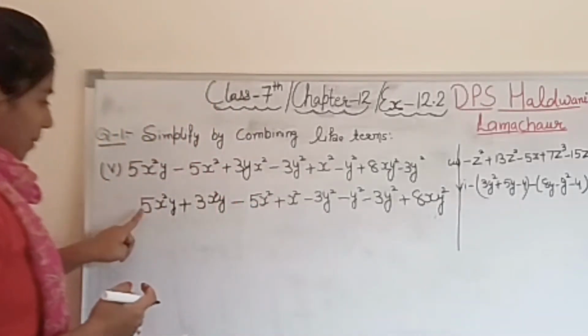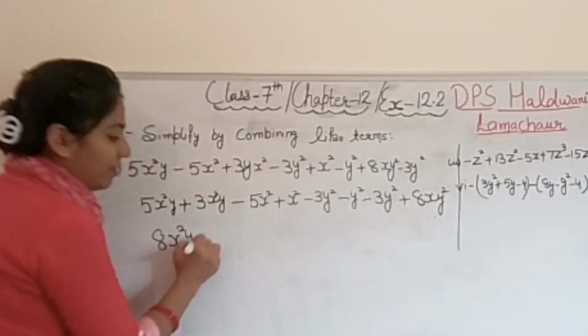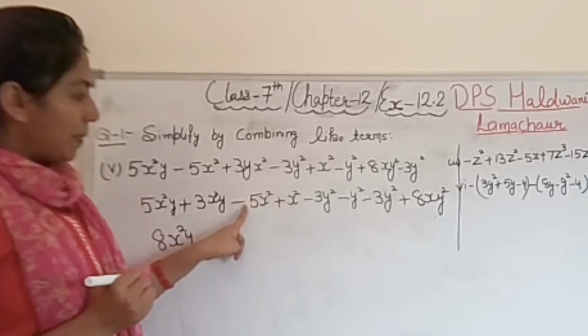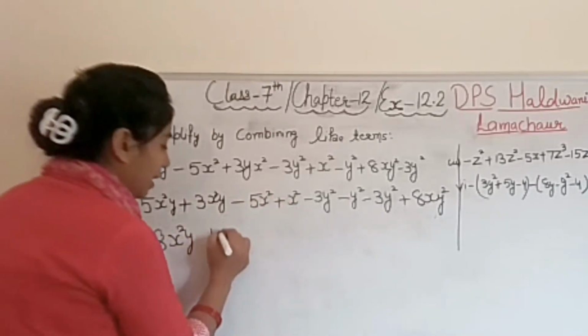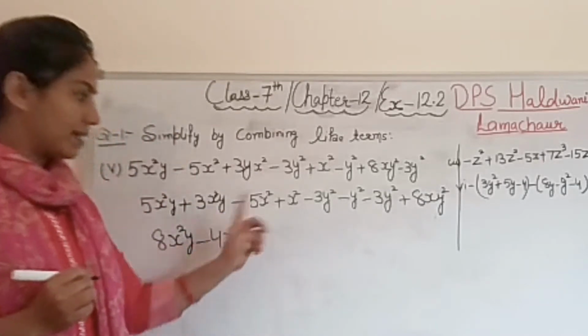Let's start. 5 plus 3, that is 8x square y. Variable will remain as it is. Now x square and x square: plus minus, minus. Then 4x square, the sign will be of the bigger digit, that is minus.